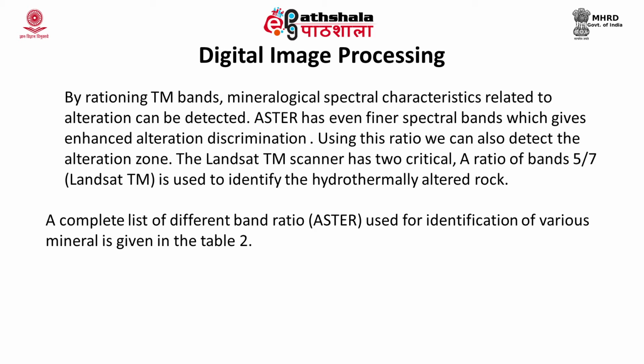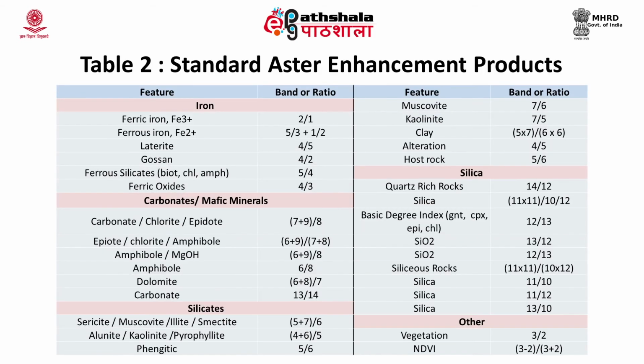And a complete list of the different band ratios Aster uses for identification of various minerals is given in the next slide. In the next table we can see that different minerals are grouped under different categories, and what band ratios we are using to get this information. For example, if you look at the iron bearing minerals, if you have ferric iron, for Aster bands we can use 2 by 1, and for ferrous iron you can go for 5 by 3 plus 1 by 2, and if you look at the laterite, there you can go for 4 by 5.